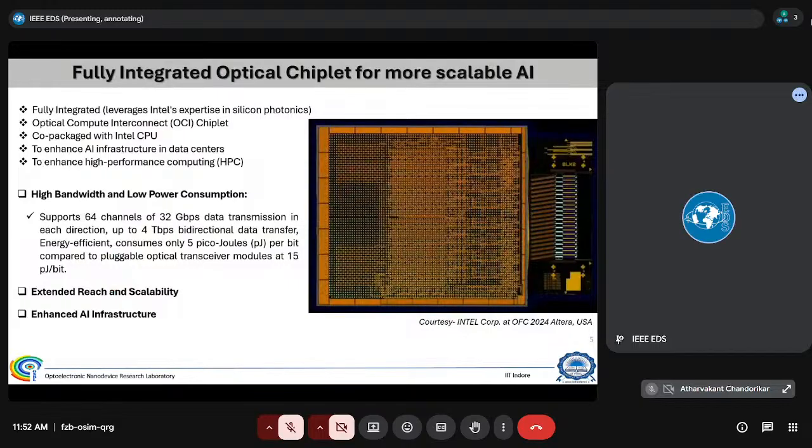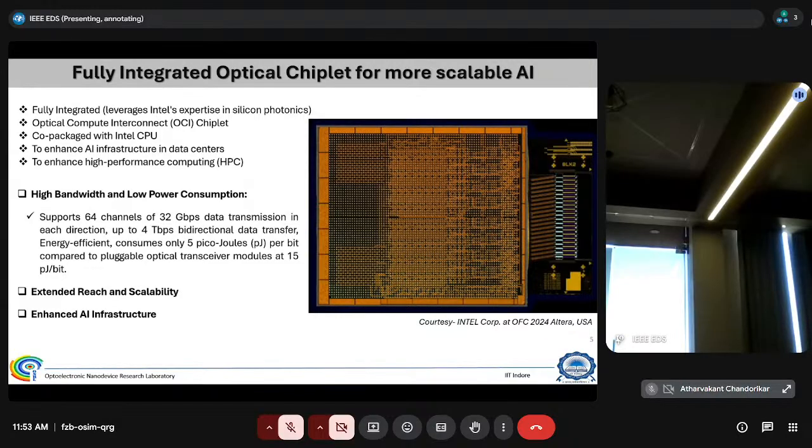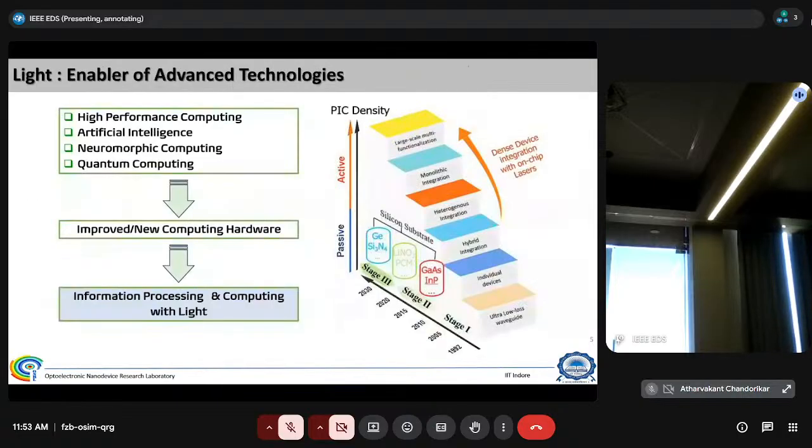And very recently, Intel, I think last year or so, came up with their photonic chiplet. They call it a fully integrated optical chiplet for scalable AI. That's being used in data centers and even for AI applications, so for making hardware. And NVIDIA is going to use such technology now in their processors for GPUs also. So what I believe is that light is the enabler of advanced technologies, right?